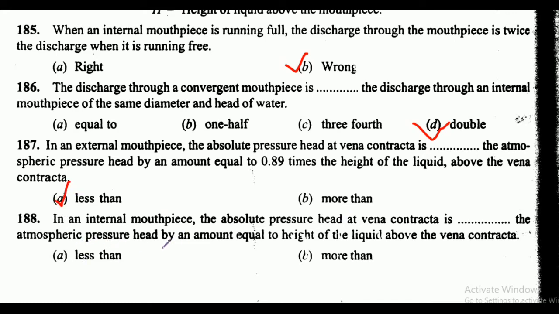Next is: in an internal mouthpiece, the absolute pressure head at vena contracta is dash the atmospheric pressure head by an amount equal to height of the liquid above the vena contracta. Options are less than or more than. So here, friends, the correct answer is option A, that is less than.